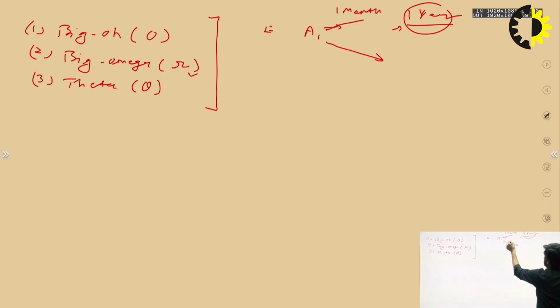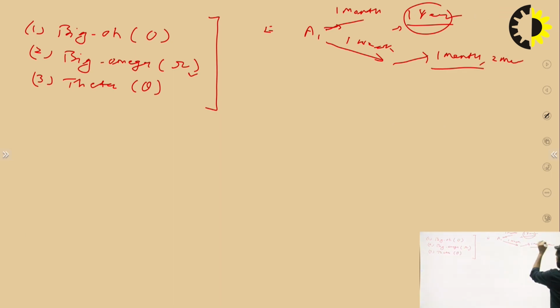I give you 1 week, but it takes more time to develop this algorithm. Maybe it takes 1 month, 2 months, and so on. That is less. It's known as omega notation.